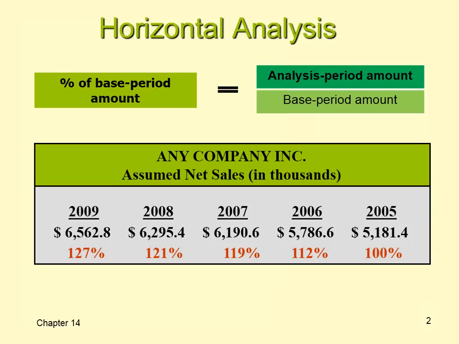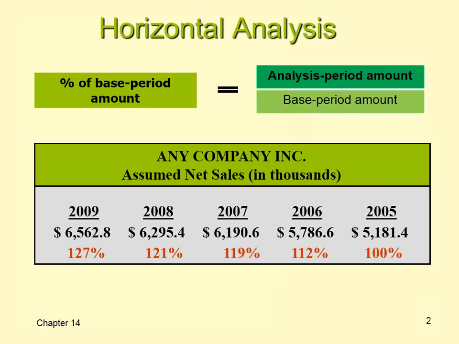When you're doing your percentage of base year amount, unless the question specifically says so, your base period amount is always the oldest year. So in this example, we have 2005 through 2009. 2005 is going to be our base year, and you can see that in the example, we set that to 100%. Always set your base. Step one, set your base to 100%.